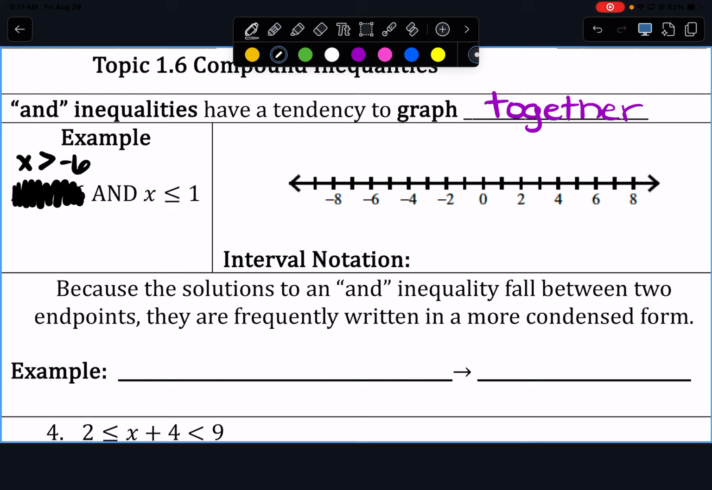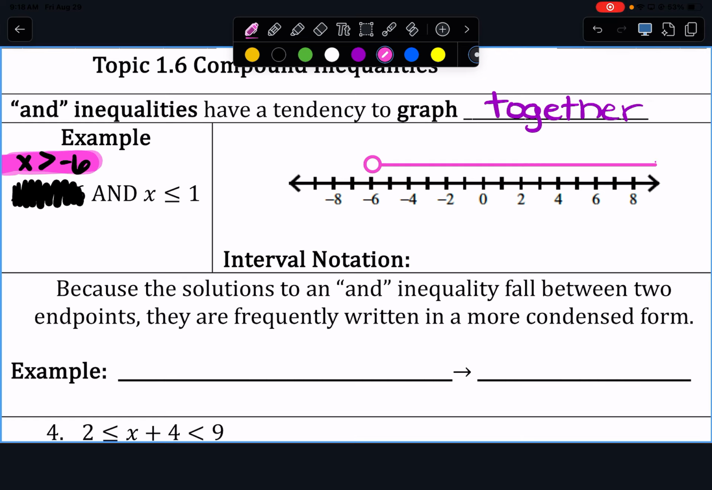Now, we're going to go ahead and graph the first piece. We're going to do x is greater than -6. So, I'm going to change color of that. X is greater than -6. So, I'm going to go on my graph to -6. Do I need an open or closed circle? And then does my graph need to go to the right or to the left? Right, because it is greater than.